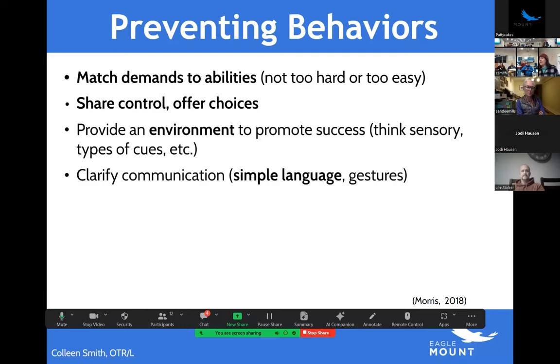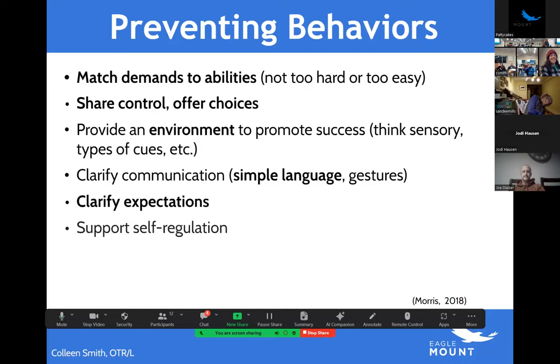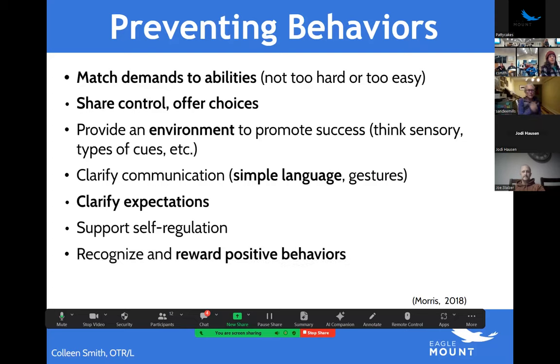Having really clear communication, which Jake also brought up in that comment, using simple language, not talking down to somebody, but being clear about what your expectations are. And then supporting self-regulation. So the breathing techniques, having a physical activity like, let's do our push-ups or whatever, things that bring that person back to being grounded. And then recognize and reward the behaviors that are going really well. There's no day that's all bad for these kids.